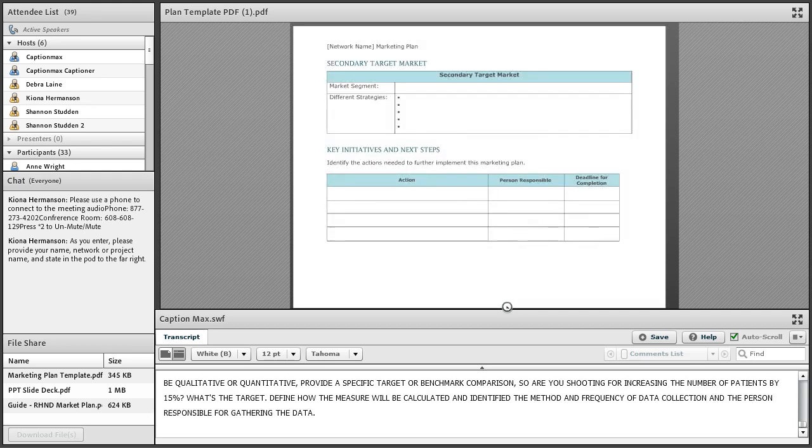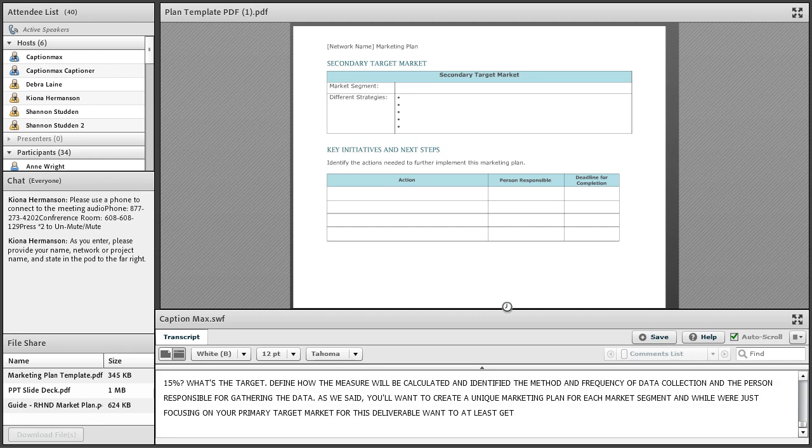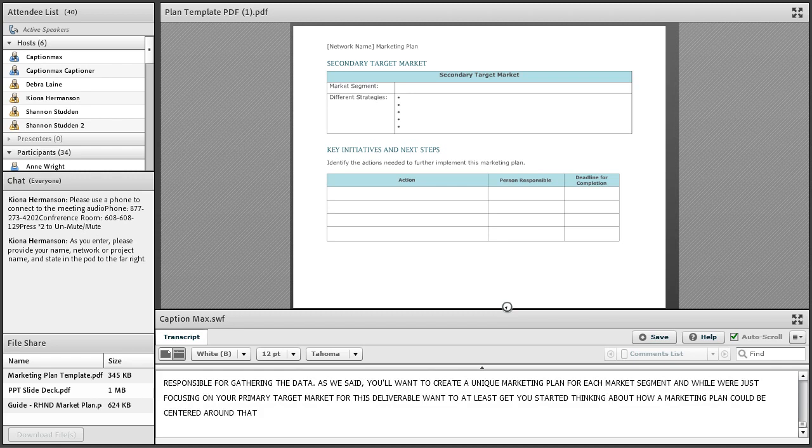So these columns should look familiar to you. It includes a description of the measure. Measures can be qualitative or quantitative. Provide a specific target or a benchmark comparison. So what are you shooting for? Are you shooting for increasing the number of patients by 15%? What's that target? Define how the measure will be calculated and identify the method and the frequency of the data collection and the person responsible for gathering the data.